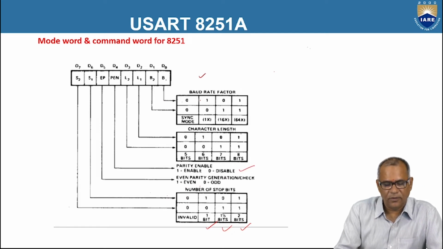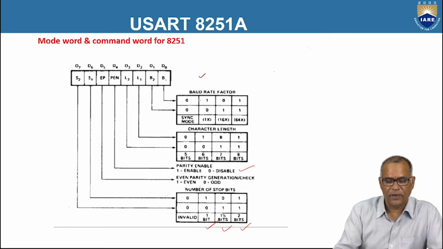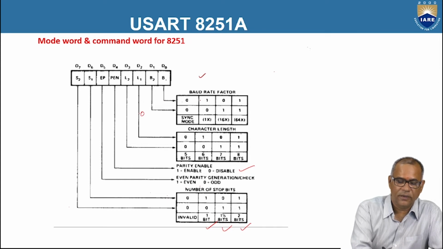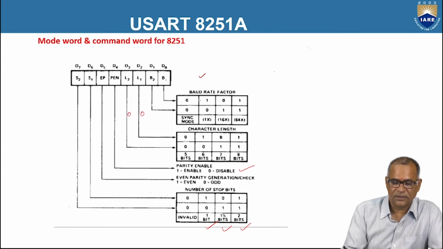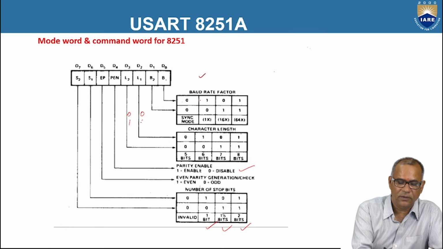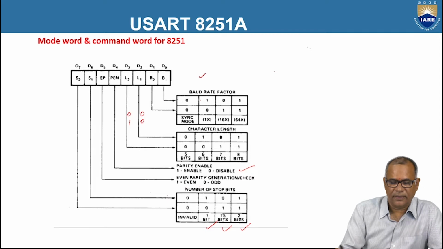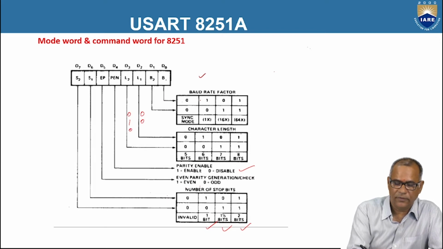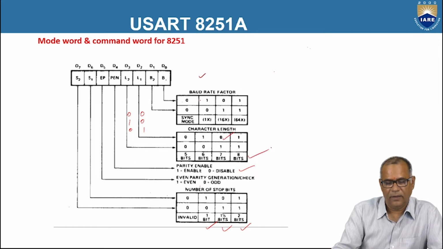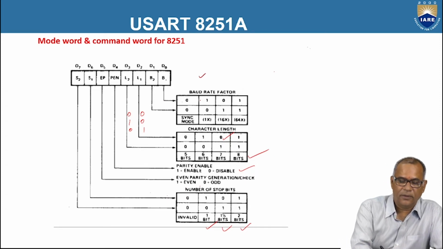And you can decide how many bits per character you want to use. If you are using 5 bits per character, then these 2 bits have to be 0, 0. If you are using 6 bits, then these bits have to be 1, 0. If you are using 7 bits per character, then these bits have to be 0, 1, as is shown here. If it is 1, 1, then 8 bits per character. And you can select different baud rates depending upon the B1 and B2.